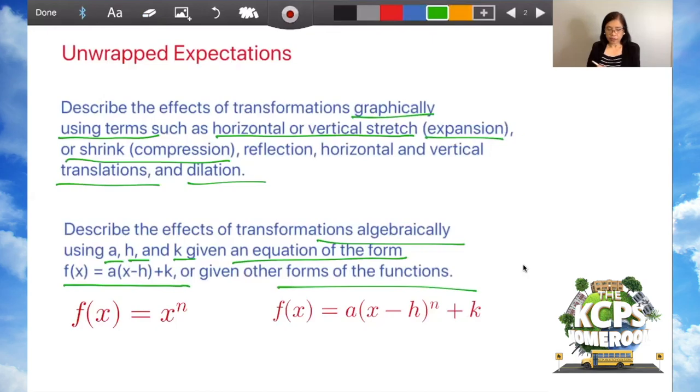So in this case, we're actually looking at a parent function, let's say f of x is equal to x to the power n. So when n is 1, we have a linear function. When n is 2, we have a quadratic function, 3 cubic, and so on. Now what happens if we change the parameters and transform this into the form f of x is equal to a times the quantity x minus h to the power n plus k? So what will now be the effect of these a, h, and k parameters on the graphs of functions?